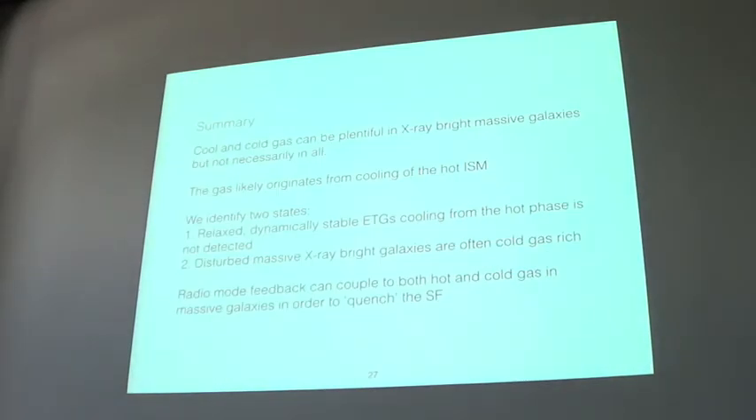So I'm going to leave you just with a summary. The cool and cold gas can be plentiful in X-ray bright massive galaxies, but not necessarily in all of them. It's not necessarily the case that every single X-ray bright or cool core system has a lot of cool and cold gas. So the gas that's there likely originates from cooling from the hot interstellar medium. We see these two states, these cold gas rich and cold gas poor states, and radio mode feedback here is coupling to both the hot and the cold gas in these systems, and maybe quenching star formation from the cold gas in these systems. So I'll leave it there.